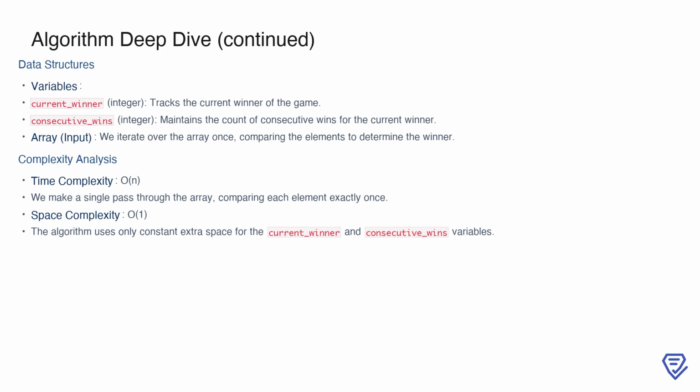This gives our algorithm a time complexity of O(n), as the number of comparisons scales linearly with the array size. Additionally, the space complexity is O(1), as we only use a constant amount of extra memory for the current_winner and consecutive_wins variables. This makes the solution highly efficient and well suited for large inputs.